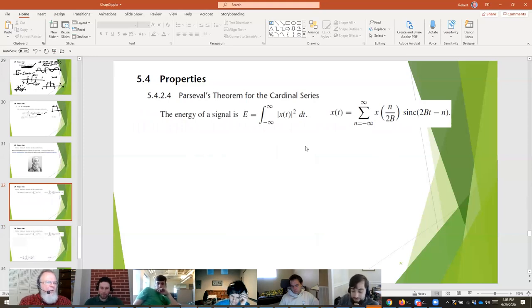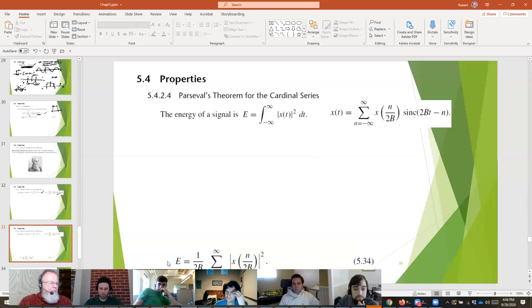Again, it relates the energy in one domain to the energy in the other one. If you take the energy of a band-limited signal and sample it at or above the Nyquist rate, you get this expression, and as you can see at the bottom of the screen, we can express the energy of the signal by summing the squares of the samples. Isn't that interesting? So we can get the energy of the signal either by integrating the magnitude squared or by summing the magnitude squared of all of the samples.